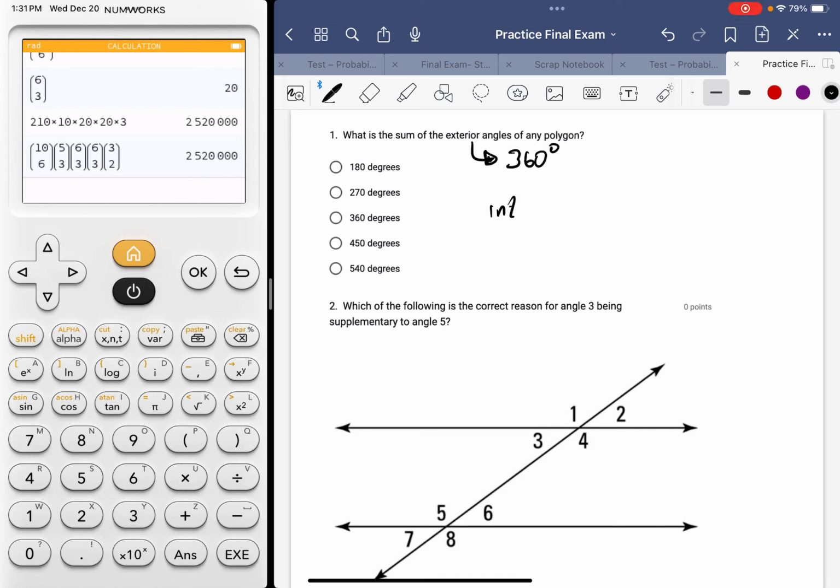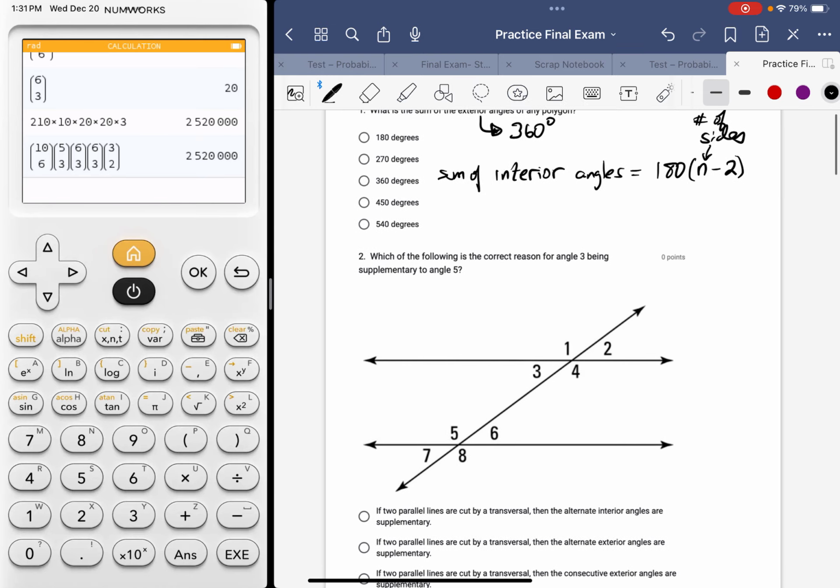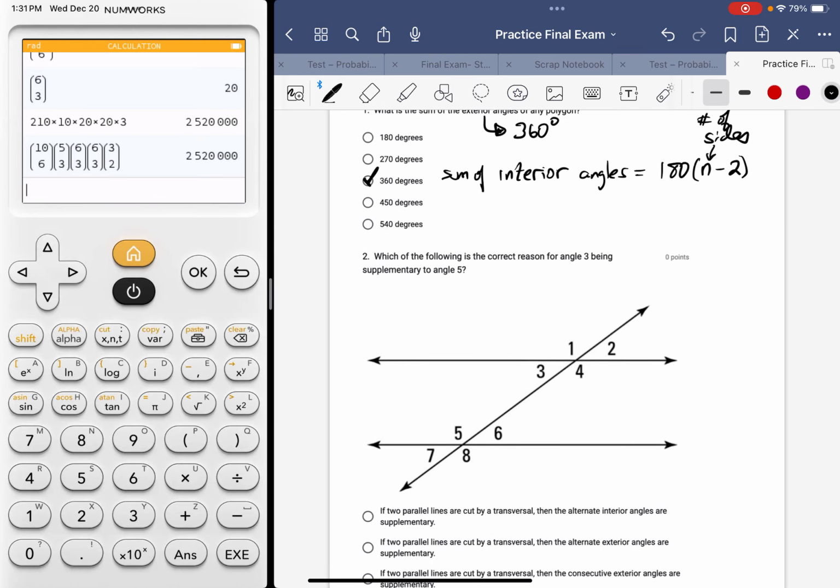For interior angles, they didn't ask for it here, but you never know. The sum of interior angles is equal to 180 times n minus 2, where n is the number of sides. So in this case, it's 360.